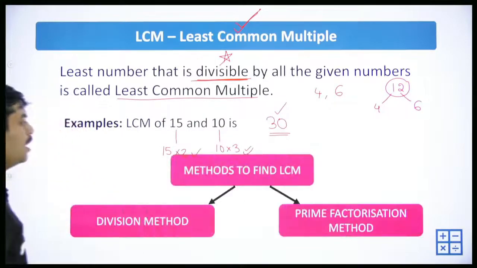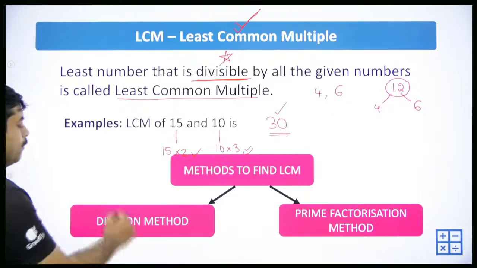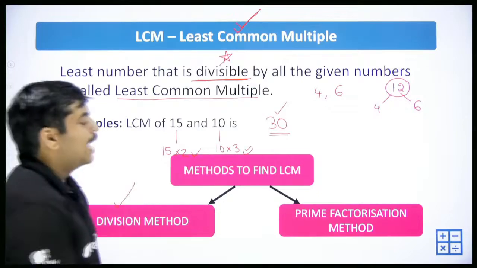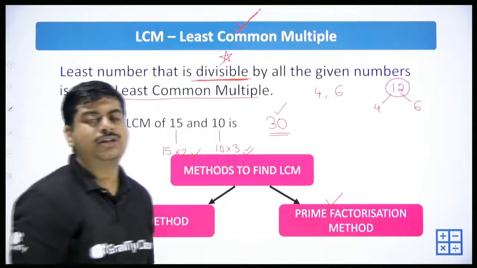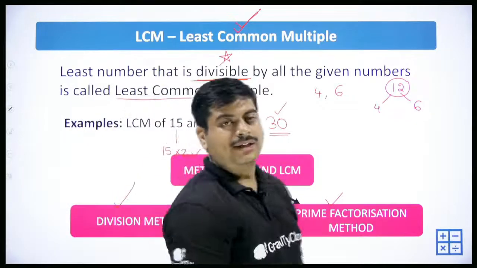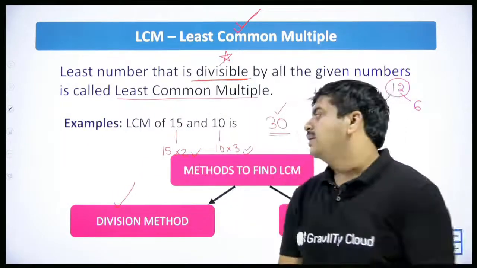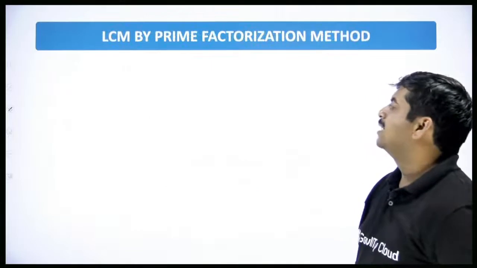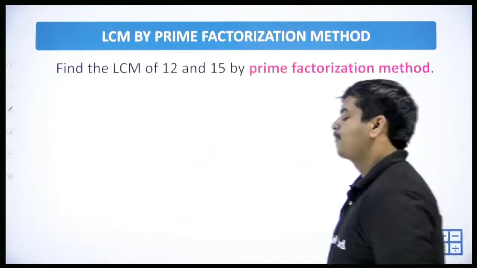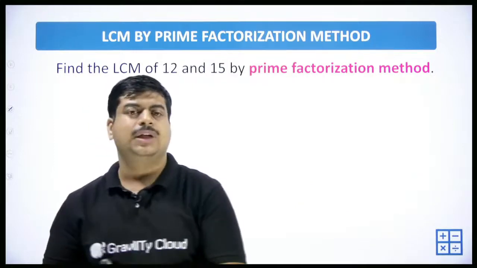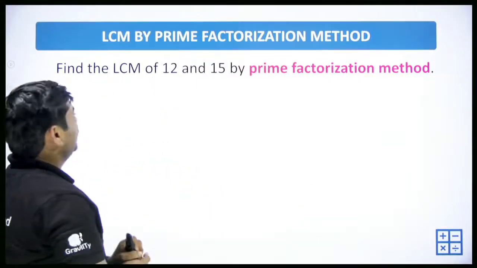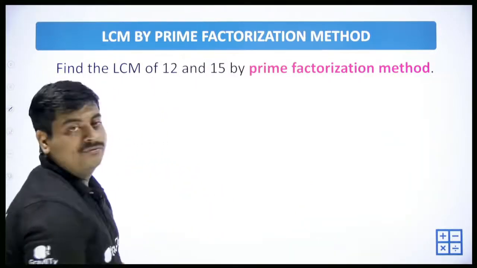Okay. So methods to find LCM: we have the division method as well as the prime factorization method. Now let's try to understand more about LCM by the prime factorization method. Let's bring all the prime factors. Find the LCM of 12 and 15 by prime factorization method.